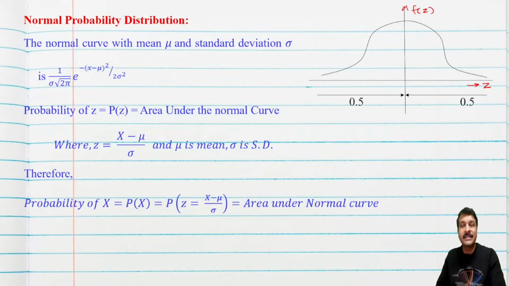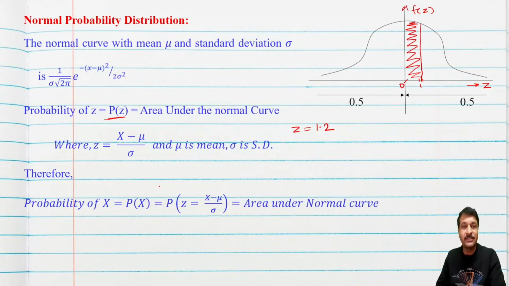So what is this z? So probability of z, it is p of z, that is equal to area under the normal curve. For example, the value of z equal to 1.2. So here it is 0, here suppose 1 and 1.2. So area from 0 to 1.2, this area is nothing but the probability of z. So what is probability of z? Area under the normal curve.